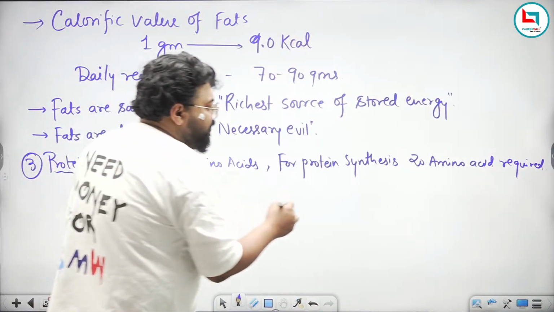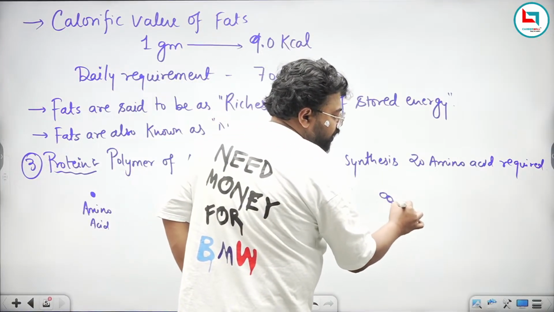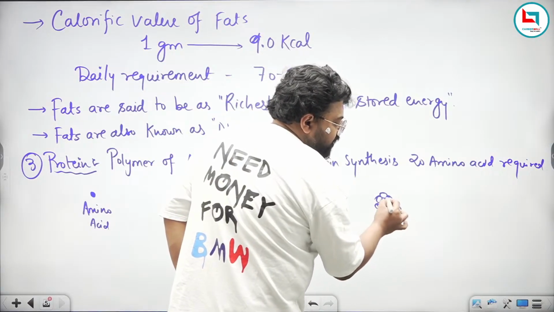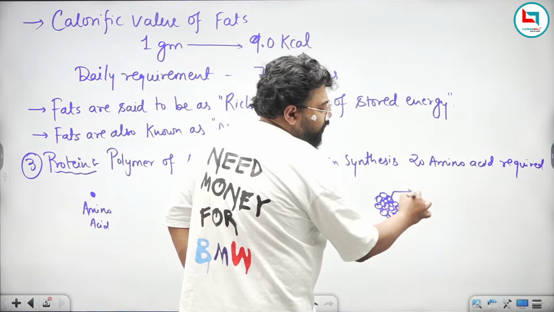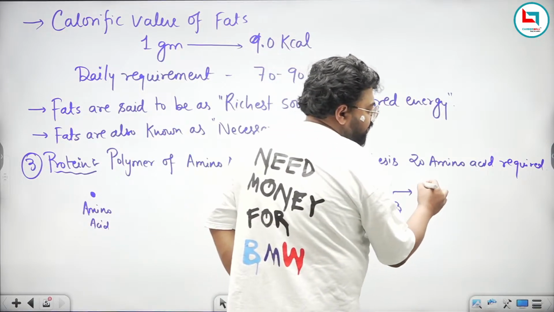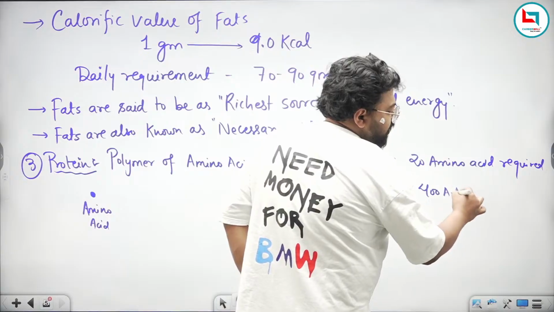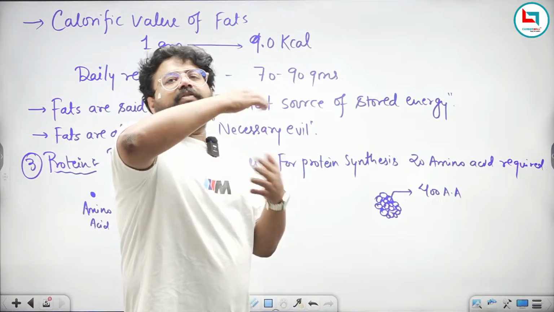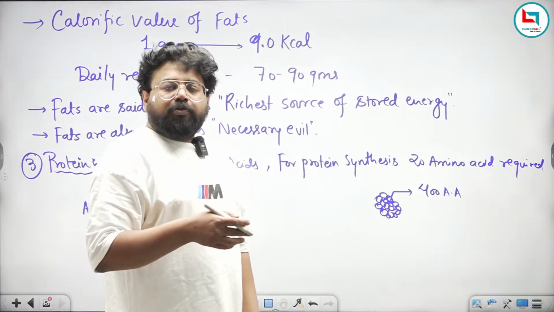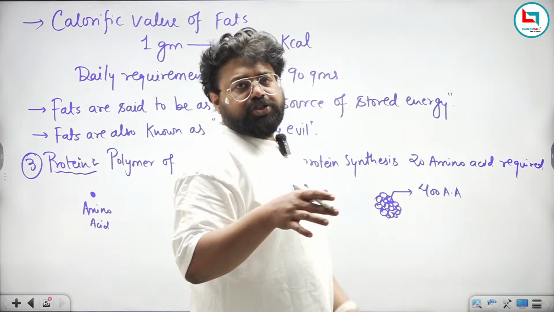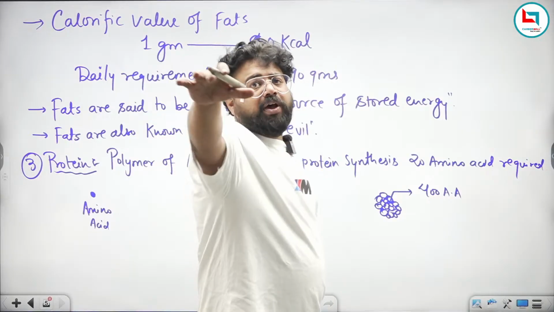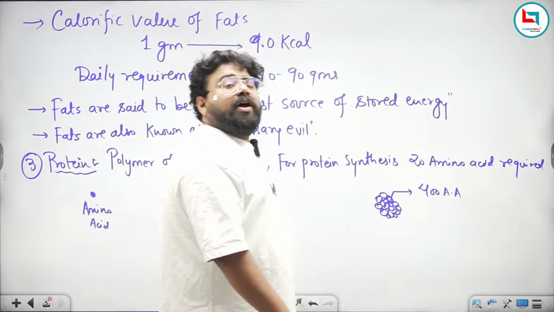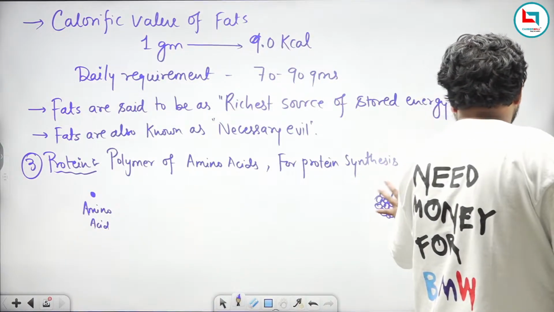Let us suppose, in a hypothetical condition, this is a protein molecule, and this protein molecule contains 400 amino acids. Now, these 400 amino acids are those 20 amino acids in different orientations. So there will be a permutation and combination, or a probability of different types of arrangement of these 20 amino acids inside this 400 amino acid long chain protein.